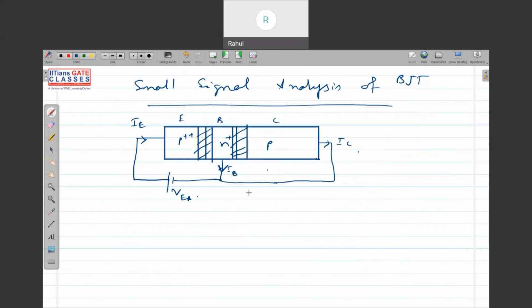Okay. So what I'm asking is, small signal means suppose I change my emitter to base bias a little bit, very small, maybe change by a little bit.